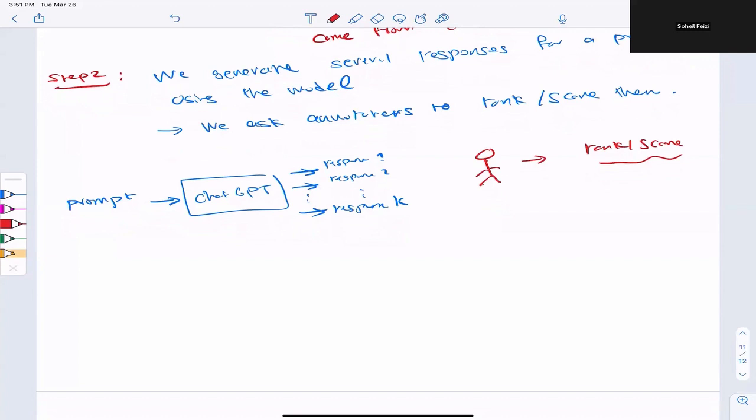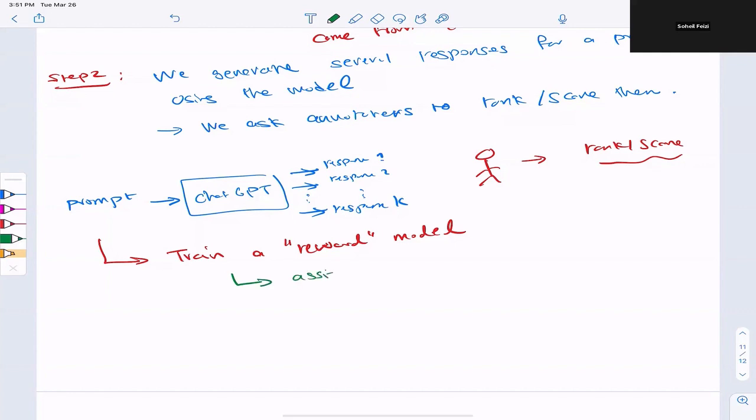And this information is used to train a quote unquote a reward model. This reward model basically assigns the quality scores for different responses generated for different types of questions. Assigns quality scores for a given pair of prompt and response.